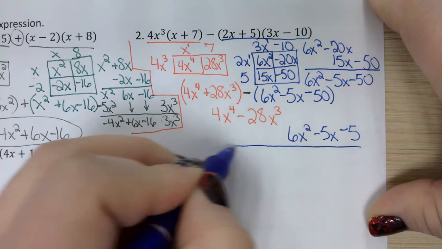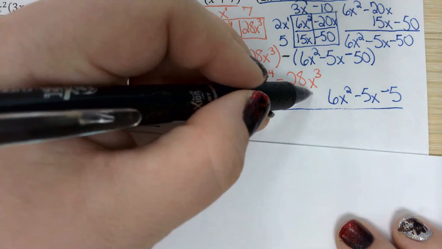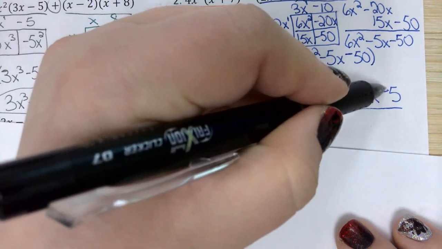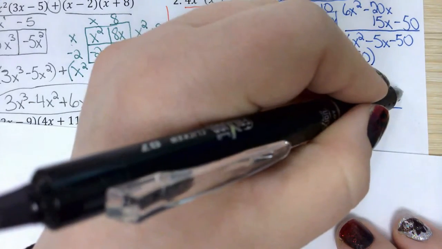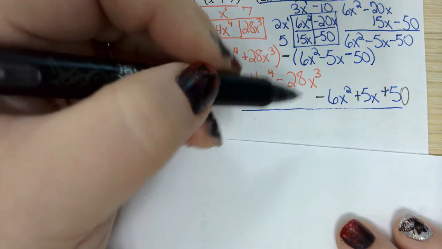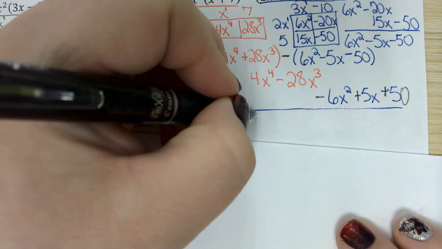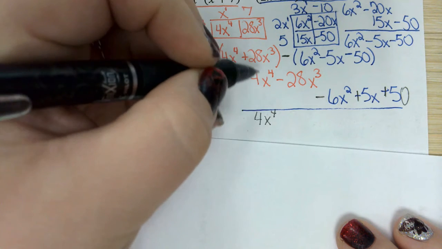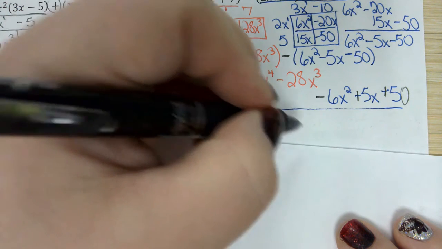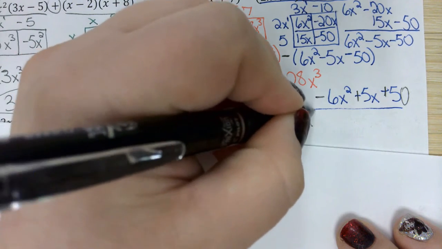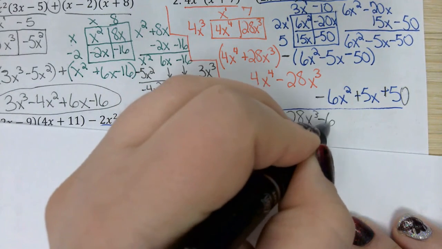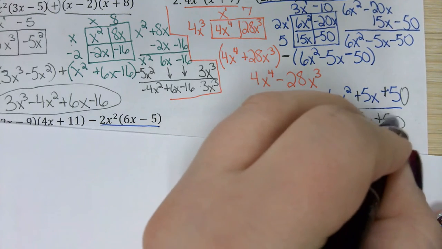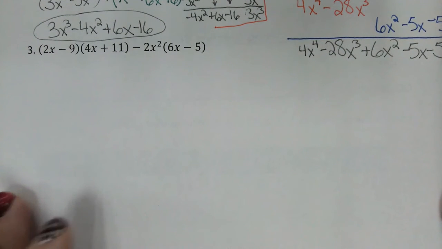Hey, we lucked out. Now we are subtracting, so we'll write subtraction, subtraction, which changes that to addition, and subtraction changes that to addition. Oops, and that should be 50, not 5. So we're lucky here that we don't have any like terms, but had we not written that second part out, we would have had all wrong signs. So the 4x to the fourth goes down, minus 28x to the third, and it becomes negative 6x squared, positive 5x, and positive 50. Let's do one more here.